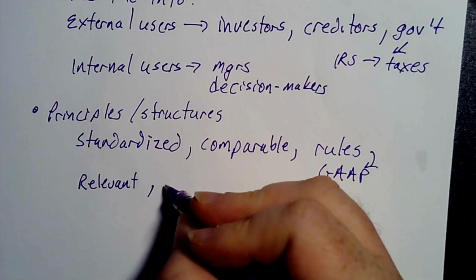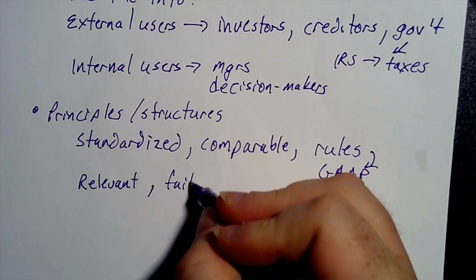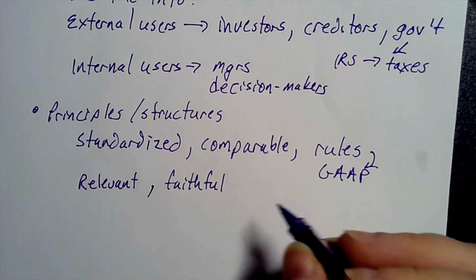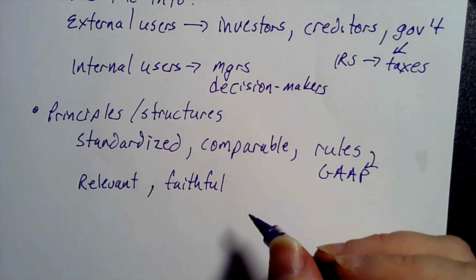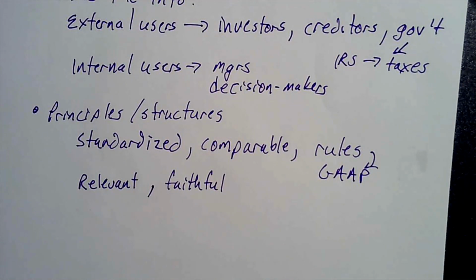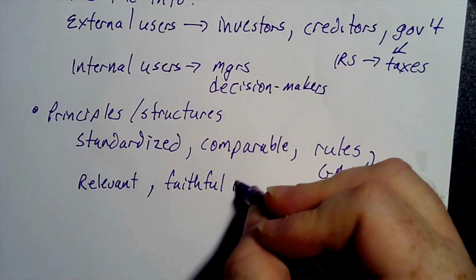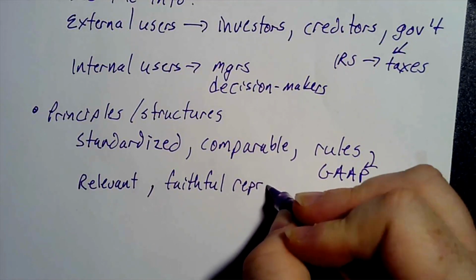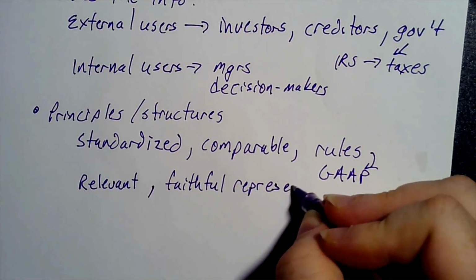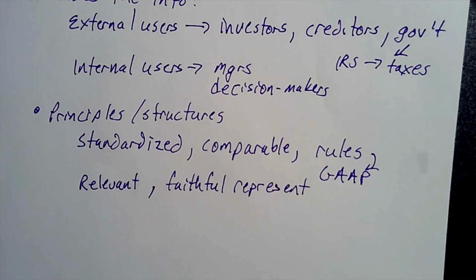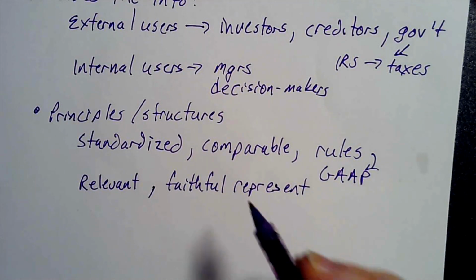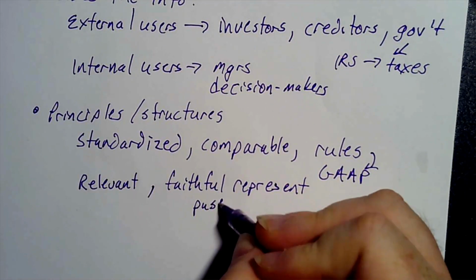It should also be a faithful representation. In other words, any information we put together is going to be a summary of the business transactions in the company. It can't be every little detail about every transaction. So what we want to do is try and faithfully represent the substance of the transactions as well as we can. And remember, we're talking about past transactions.